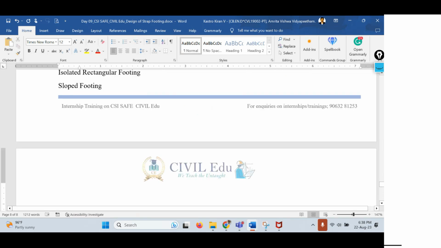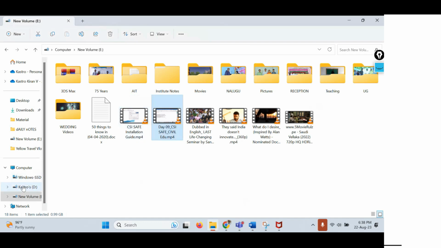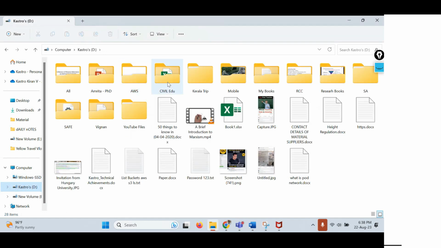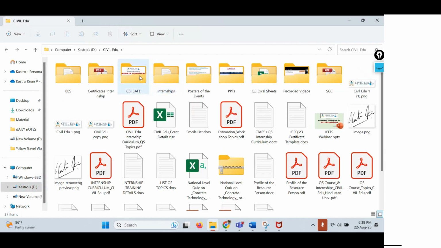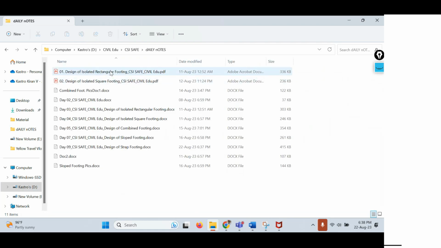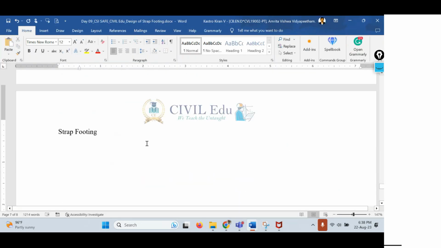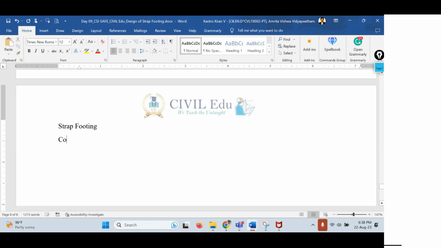And then what else have we seen? Sloped strap footing. Anything else that I have missed? We have discussed 5 types, but what is the other one? I forgot. Let me just have a cross check. What is the other one? So rectangular, square, isolated, combined footing. Yeah. So these are the 5 types of footings that we have completed.